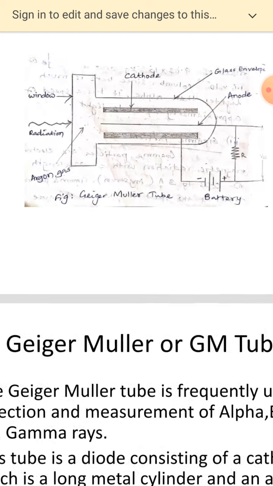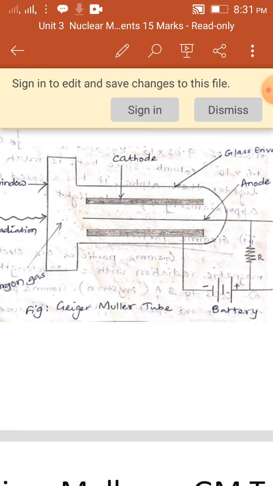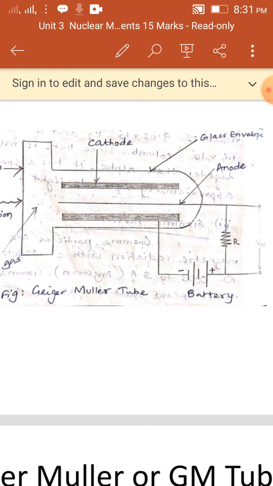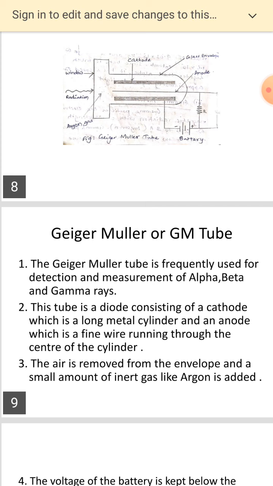Geiger-Müller tube. If we see the figure very carefully, it consists of a tube. There is a thin window through which we let the radiations in, and there are 2 electrodes inside, and these are connected to a battery with the help of a resistor. Now we will see the working principle. The Geiger-Müller tube is frequently used for detection and measurement of alpha, beta and gamma rays.